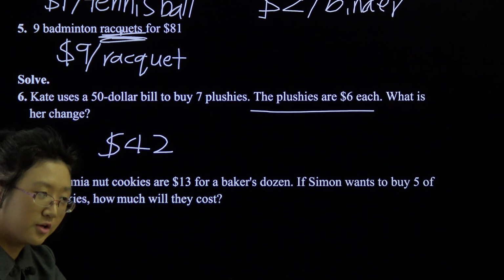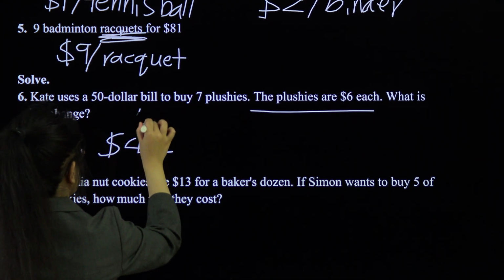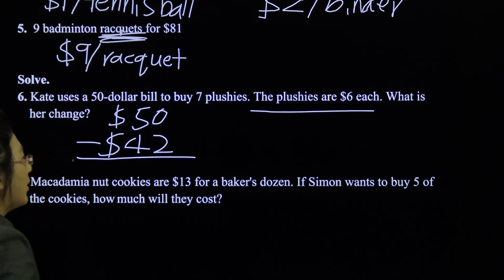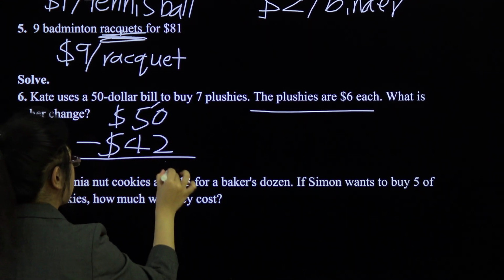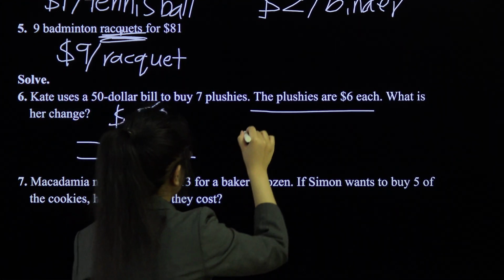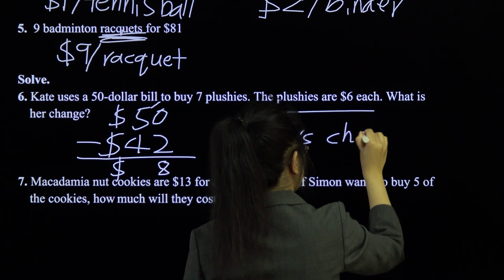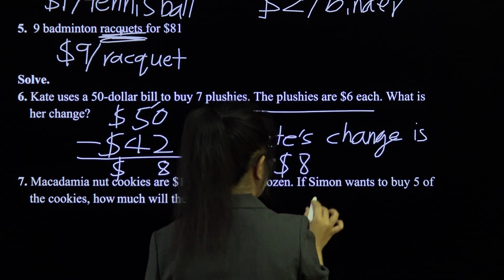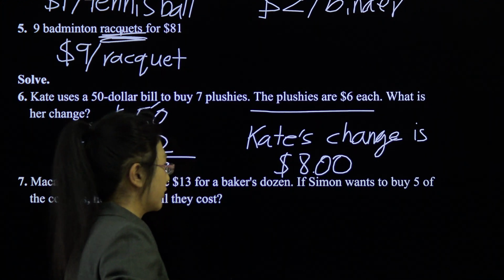She uses a $50 bill. So she hands the cashier $50. The cashier has to give her back change, which is basically the amount that she paid extra. Now what's 50 minus 42? Well, 0 minus 2 doesn't work. Regroup. 10 minus 2, 8. 4 minus 4, 0. $8. So Kate's change is $8. You should probably write the .00 just in case your teacher's picky.